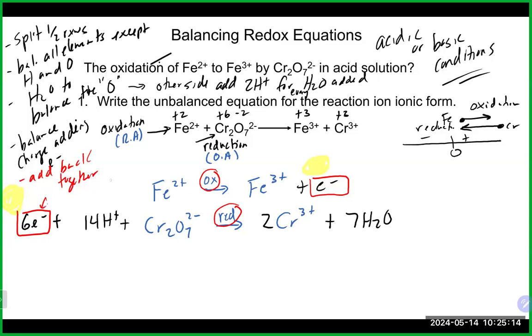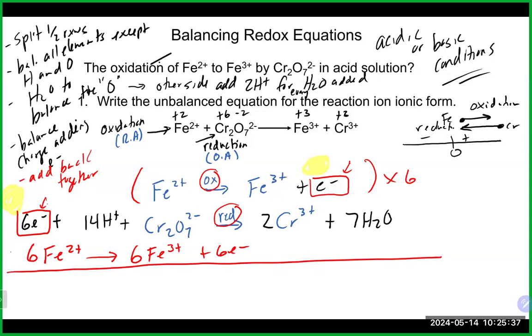And in this case, we have 6 here, but only 1 here. That is going to require us to multiply the top half reaction by 6. And I'm just going to write it underneath. So I'm going to go with 6 of the iron 2 goes to 6 of the iron 3 and 6 electrons. Now I am ready to add these back together.